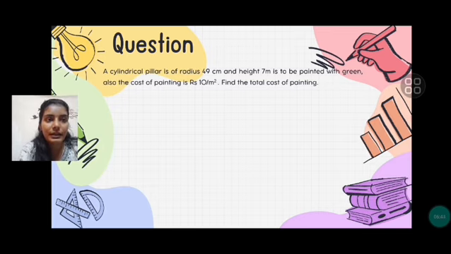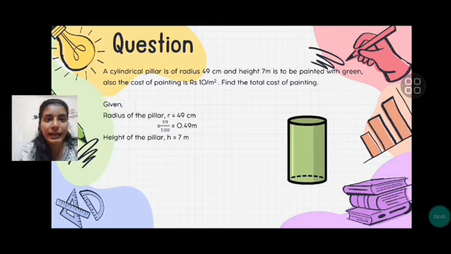So, what is given here? We have the radius of the pillar, r is equal to 49 centimeter. Then the height of the pillar, h is equal to 7 meter. And we are asked to find the cost of painting at the rate of 10 per meter square for painting the pillar. So which part of the pillar will be painted? It is the curved part of the pillar, right?